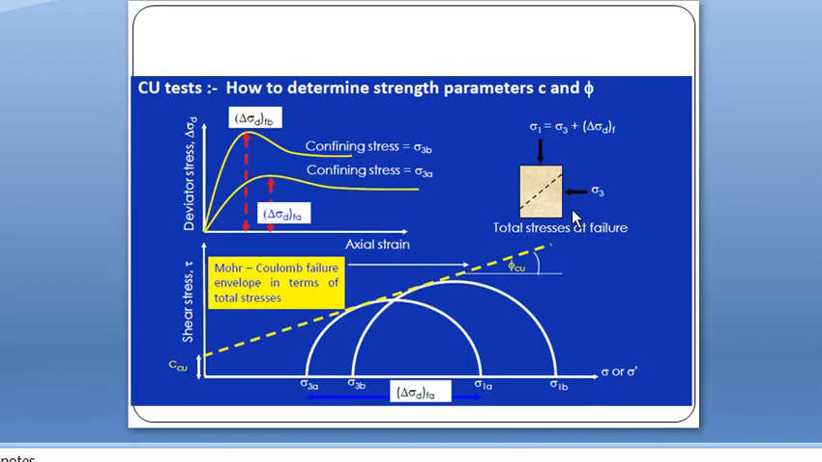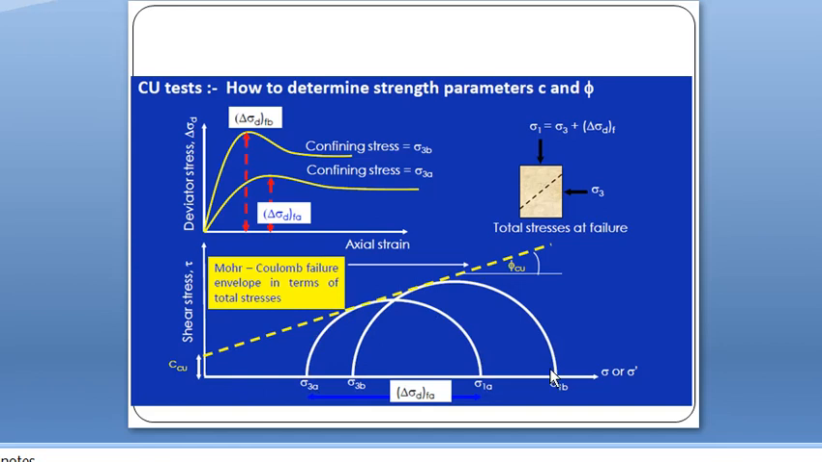Here is how we calculate the shear strength parameters c and phi. For that we draw Mohr circles. Different Mohr circles will be drawn for different deviator stress, different major principal stress and minor principal stress. If we know major principal stress sigma 1 and minor principal stress sigma 3, we can draw the Mohr circle. Sigma 1 will be the major principal stress, and sigma 3 will be the minor. So taking this as the diameter, we can draw the Mohr circle like this.